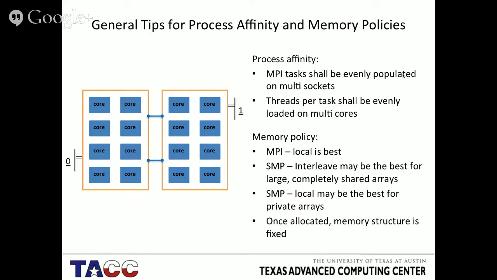Memory policy for MPI, local is always the best. Now if you're running just threaded, like I said before, in most cases local works best, but if you have very large shared arrays, interleave might give you better bandwidth throughout the execution. Remember that once allocation happens and memory is committed, the location where that memory resides is not going to move. The thread might move, but your memory is not going to change.